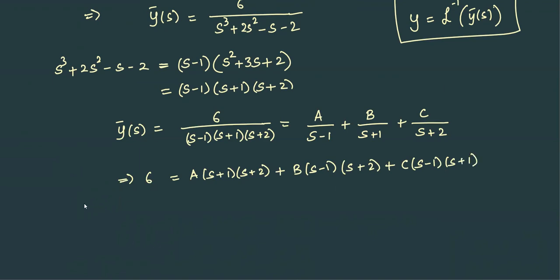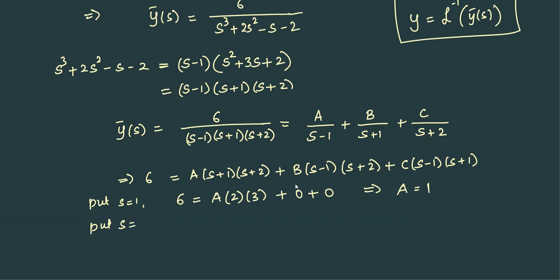So put s = 1. Right hand side: 6 = A into (1+1), 2, into (1+2), 3, times... plus 0 plus 0, because s minus 1 becomes 0. So we get A equal to 6 upon 6. A is 1.